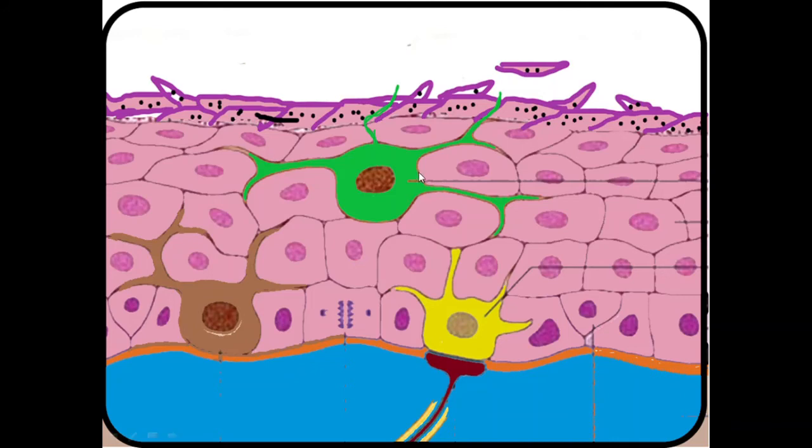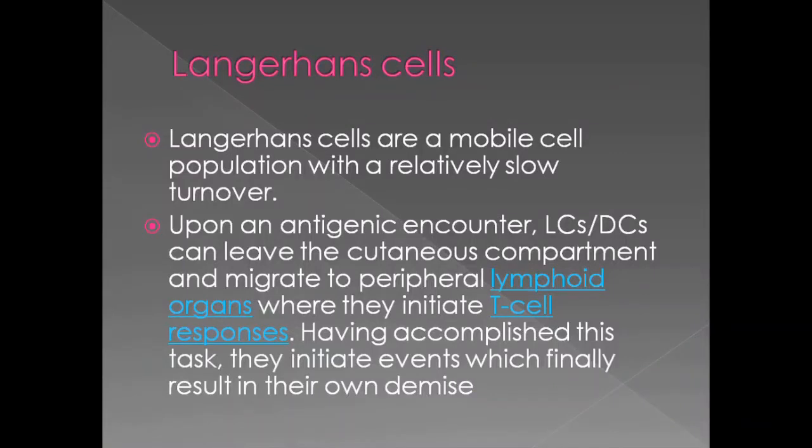So the surveillance cell, the Langerhans cell, is continuously looking for antigens. When it encounters an antigen, it moves out of the epithelium. I'll be going back to the slide again. Langerhans cells are a mobile cell population with relatively slow turnover. Upon an antigen encounter, when it recognizes an antigen, it leaves the cutaneous compartment and migrates to peripheral lymphoid organs, where they initiate the T cell response.